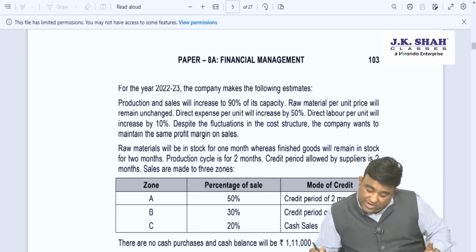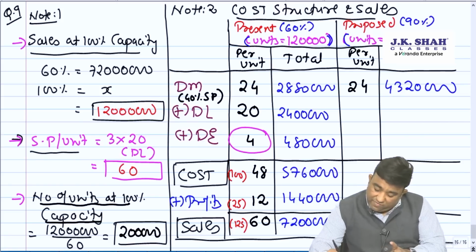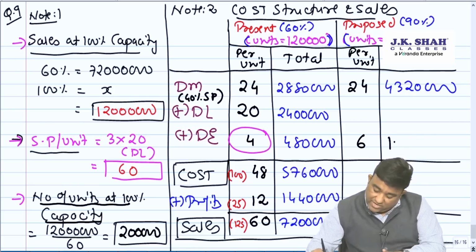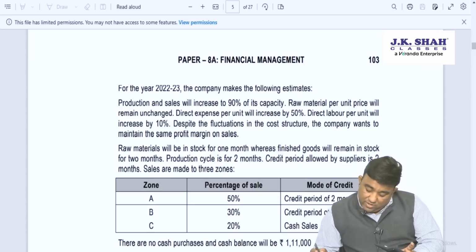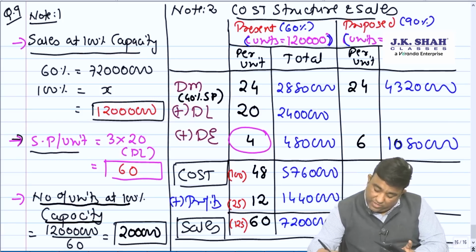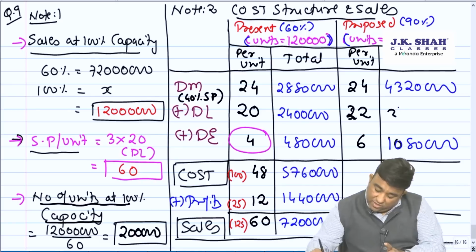Thereafter, direct expense will increase by 50%. So 4 will increase by 50%, which is going to be 6. So 6 into 1,80,000, which is 10,80,000. And what about direct labor? It will increase by 10%. So this is going to be 22 rupees, student. 22 into 1,80,000. It's 39,60,000.